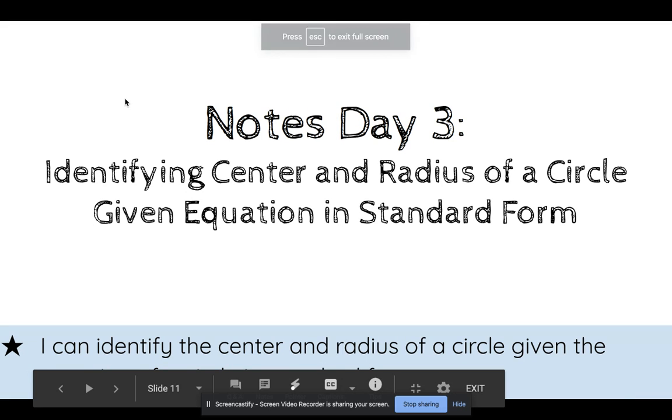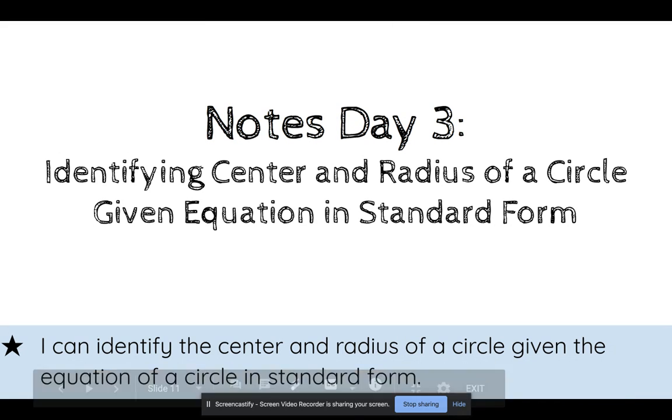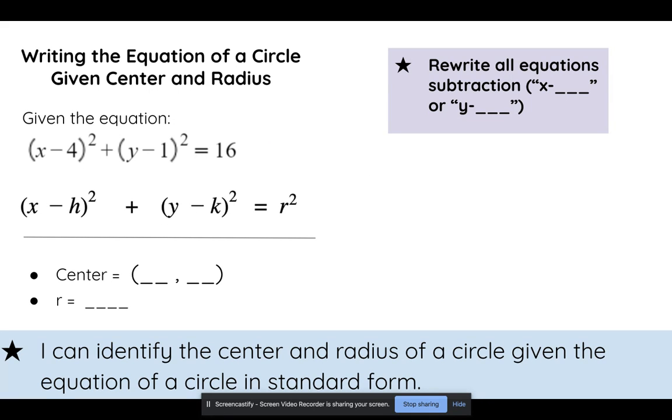Okay, so today we are going to work on identifying the center and the radius of a circle when we're given the equation in standard form. So we're working kind of backwards of what we did yesterday. My big hint for this is to rewrite all of your equations with subtraction, so they're written as x minus something or y minus something.